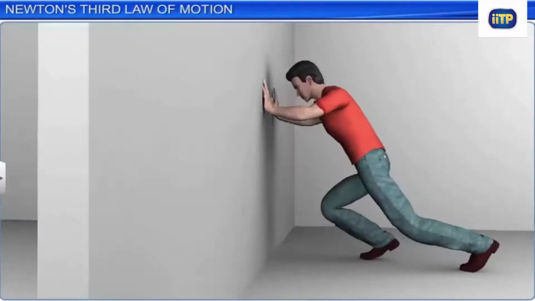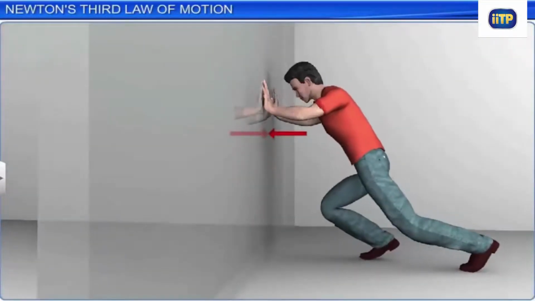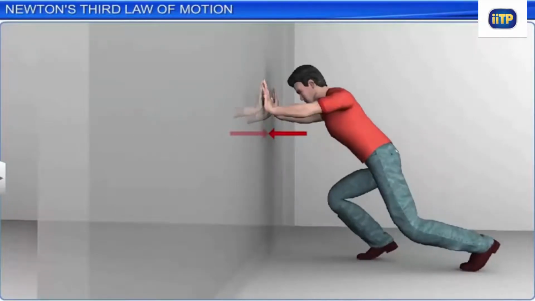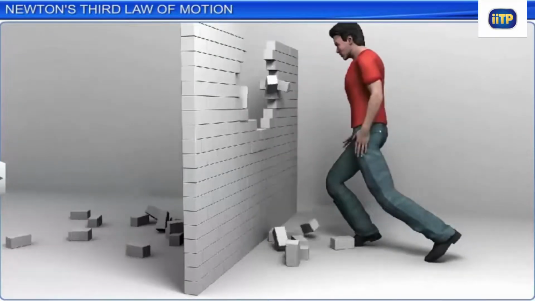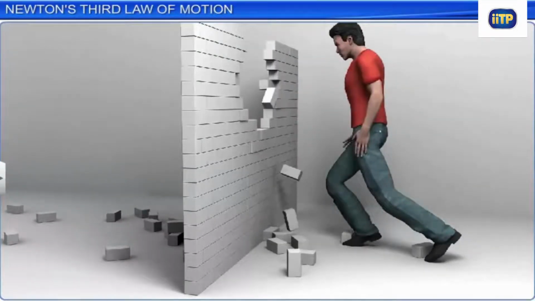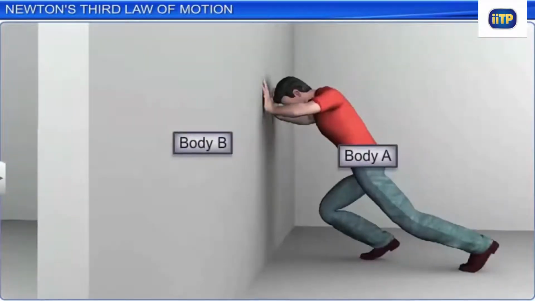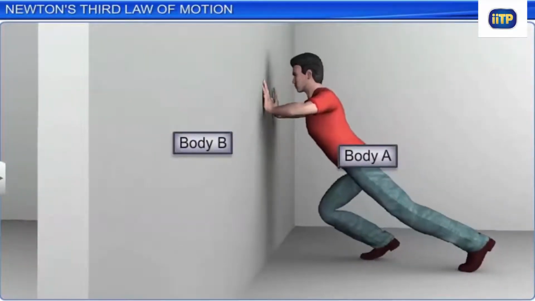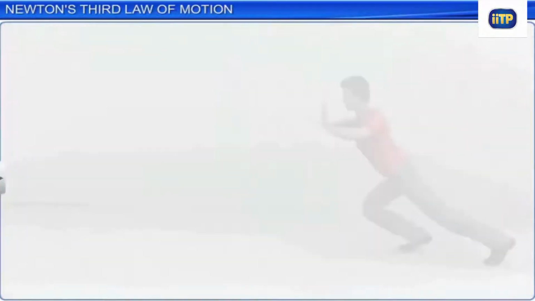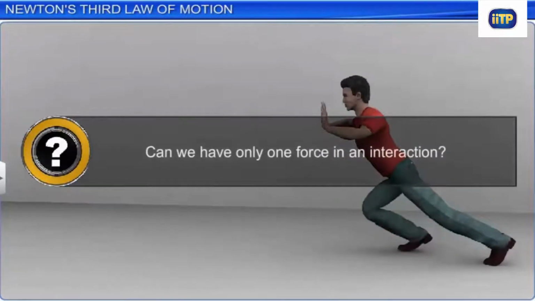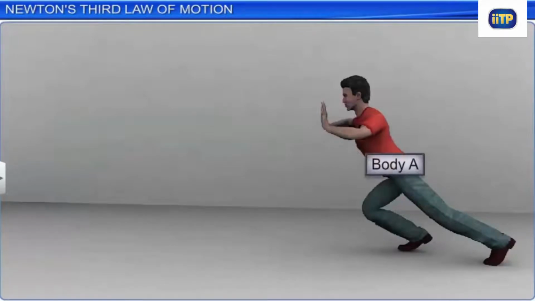When a man applies a force on a wall, the wall offers an equal and opposite force. And the outcome of this interaction is that both the man and the wall are at rest. If the force applied is huge, deformation can happen in the wall and it may fall down. In this example, there are two bodies and two forces in this interaction. The question is, can we have only one force in an interaction? Let us try to imagine such a situation.